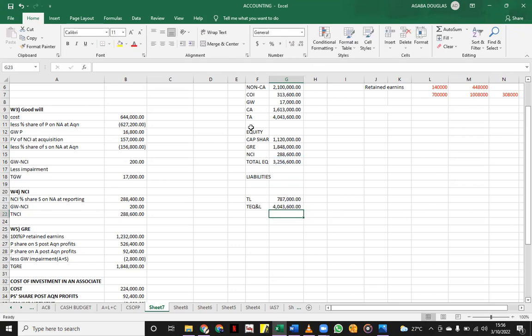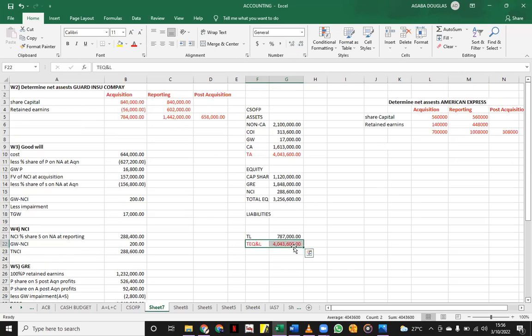Okay, so we can see that we have our total assets as that, and then we have our total equity and liabilities as that. And by accounting principles, the accounting equation says that total assets equals total equity or owner's equity and liabilities. And we have fulfilled the condition. So this is how we do IAS 28. Because under IAS 27, we are simply looking at a parent and a subsidiary, but under IAS 28, we now have three of them: the parent, subsidiary, and then the associate.